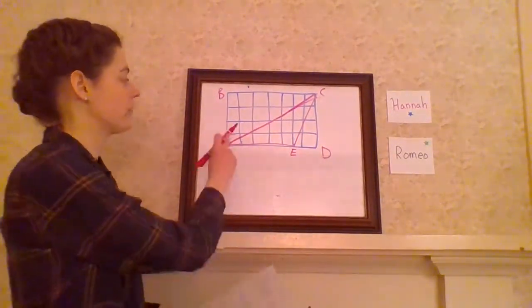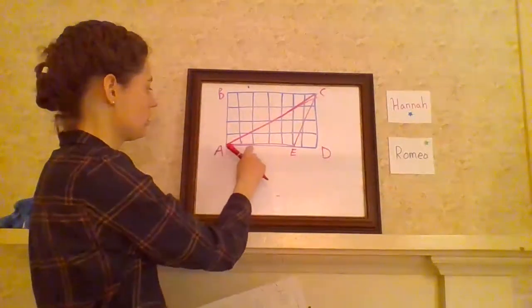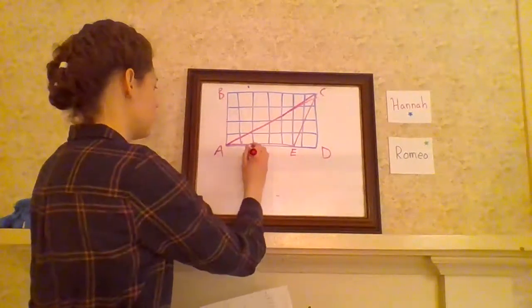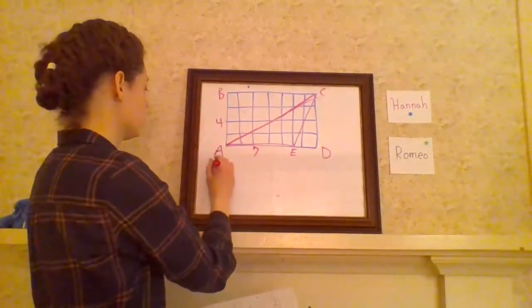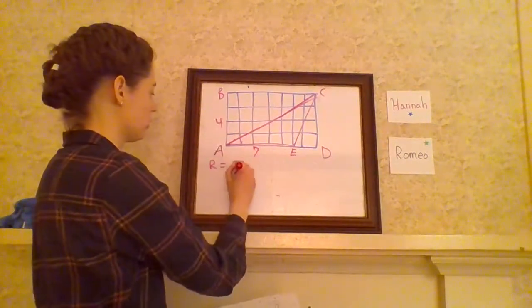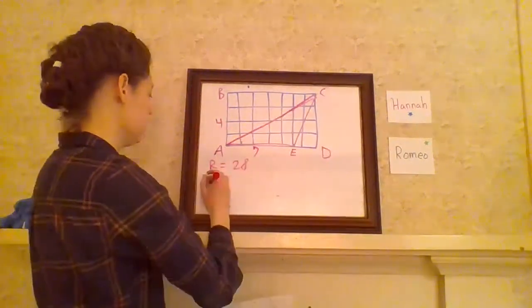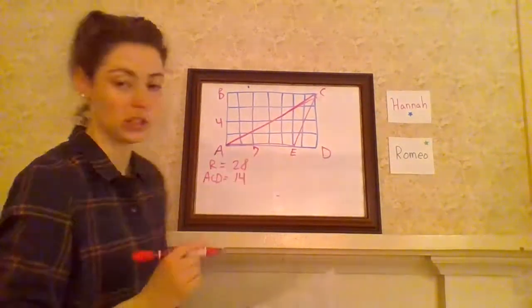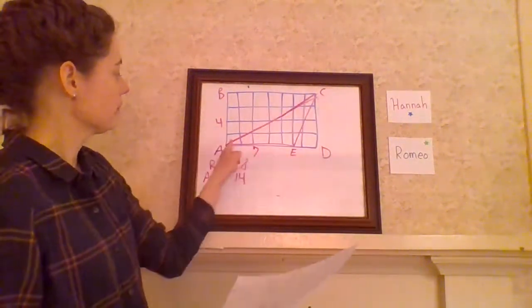So first we have to find out the area of the whole rectangle. So let's count. 1, 2, 3, 4, 5, 6, 7. So this is 7 by 1, 2, 3, 4. 7 by 4. So the rectangle is 7 times 4, which is 28. And so ACD is half of that, which is 14. Okay, so let's just keep that in mind.